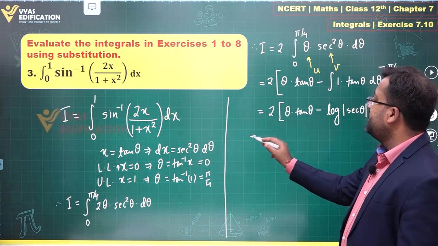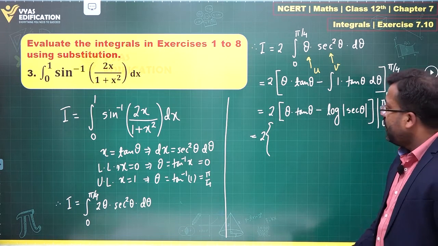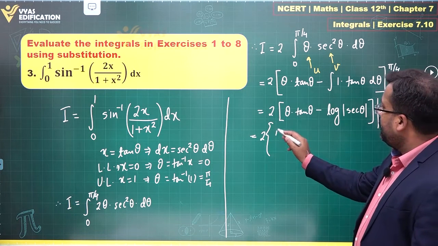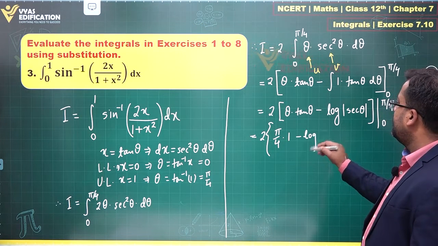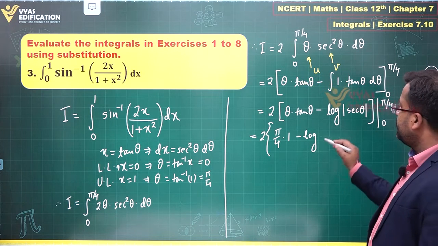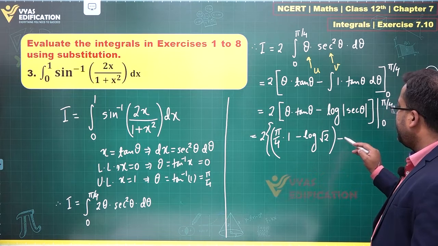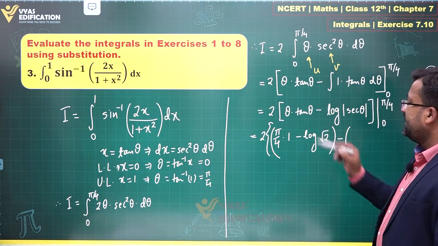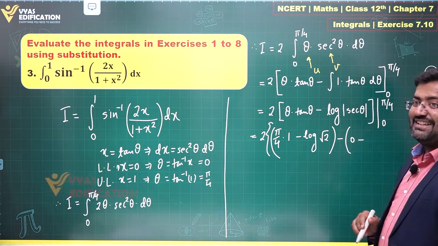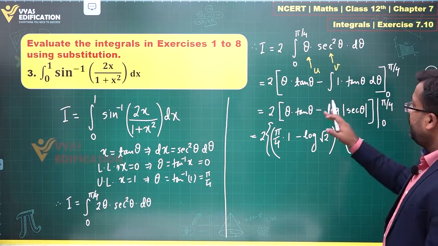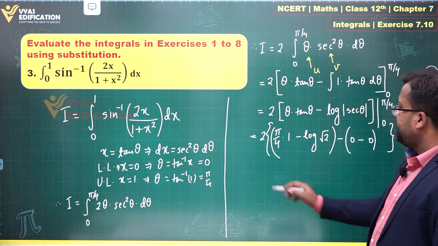Now let's apply the limits. 2 remains as it is. In the bracket you have pi by 4 times tan pi by 4, which is 1, minus log sec pi by 4. Now sec pi by 4 is root 2. This is what you have. Minus 0, theta is 0, therefore this becomes 0, minus log sec 0. Sec 0 is 1, therefore log 1 will again be 0. This is what you get in the curly brackets.